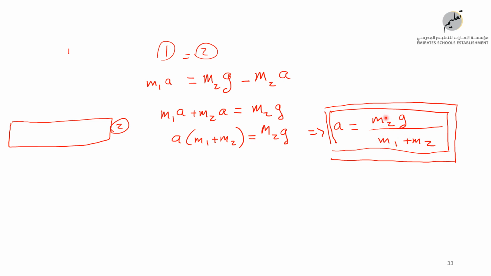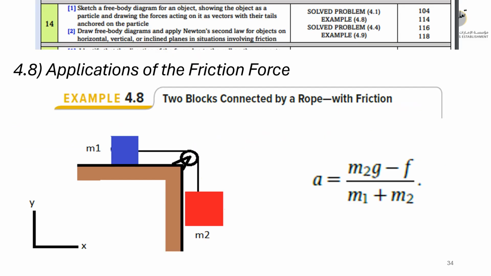Okay, M2, remember M2, which is the hanging mass, always has to be in the numerator. M2G over the total mass, M1 plus M2. Now, what if we have friction? What if friction is applied in the same example? So the same equation, A equals M2G over the total mass, but in this case we have to subtract the friction. So it's A equals M2G minus the friction force, which is mu N, over M1 plus M2.